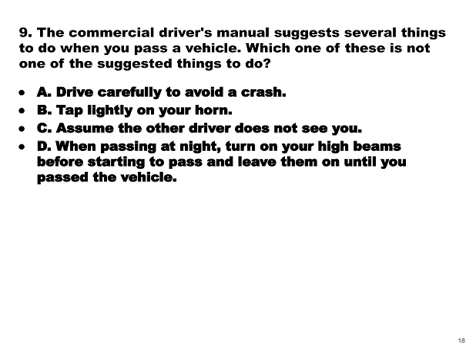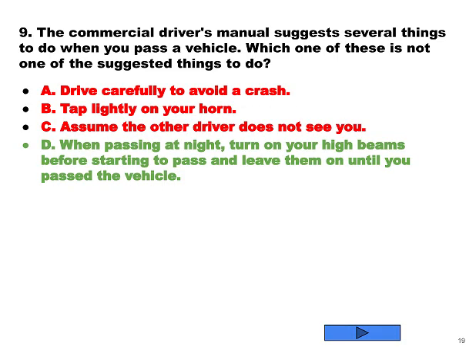The Commercial Driver's Manual suggests several things to do when you pass a vehicle. Which one of these is not one of those suggested things to do? A, drive carefully to avoid a crash. B, tap lightly on your horn. C, assume the other driver does not see you. Or D, when passing at night, turn on your high beams before starting to pass and leave them on until after you have passed the vehicle. The thing that is not suggested in the driver's handbook is D, when passing at night, turn your high beams on before starting to pass and leave them on until after you have passed the vehicle.